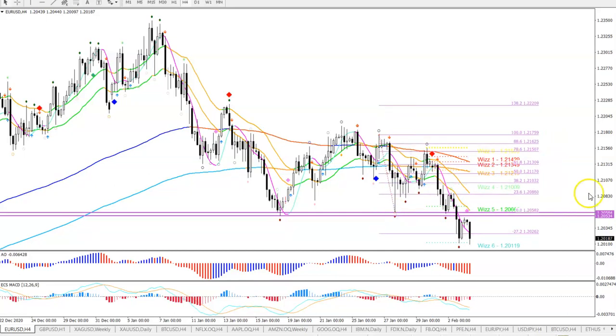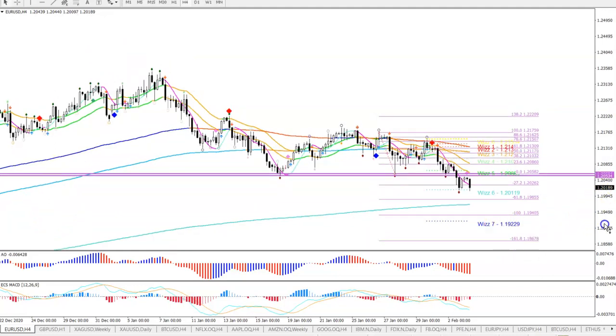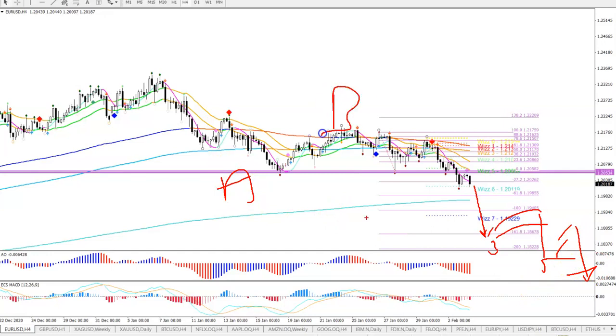So basically it could easily go to the WIS 7 at 119.25 in my view, if not even to 118.70 and the minus 161.8 target. All right, so that kind of breakout, I think, is possible if it is a wave 3, as I suspect. Then there should be a bear flag and another wave 5 down, and maybe another bear flag and another wave 5 down to complete basically the bigger ABC pattern.